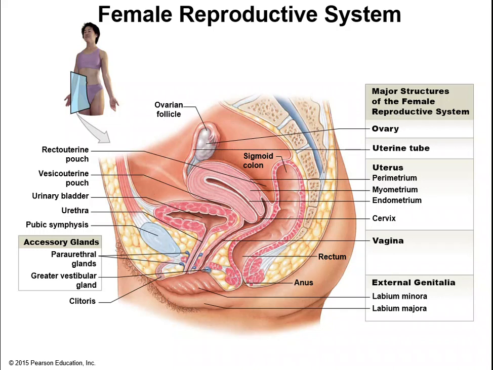Now, there are two of these structures, so we usually say ovaries. We also have the uterine tube. Again, there are two of these structures, so we usually call them the uterine tubes, or you can say the fallopian tubes. Then we have the uterus, the vagina, and the external genitalia. One more structure that isn't here is the mammary gland. Okay, it is part of the female reproductive system. We also have the accessory glands. They are homologous, they're similar to the accessory glands that we saw in the male reproductive system.